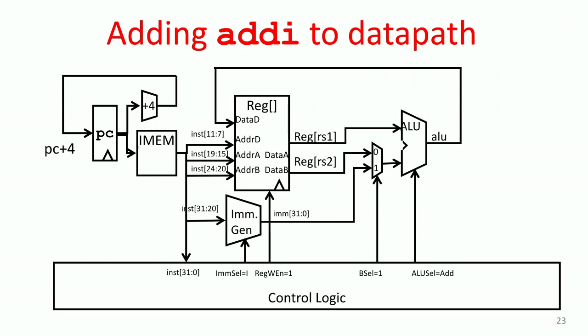OK, so that's the main change. So you can see the important paths now for this instruction. They're in red.